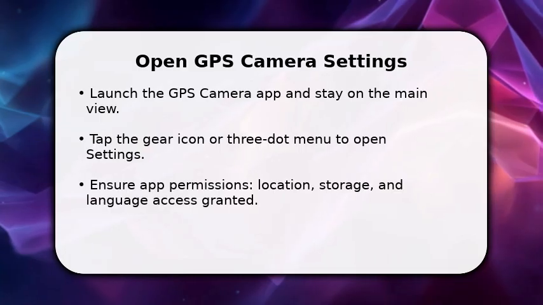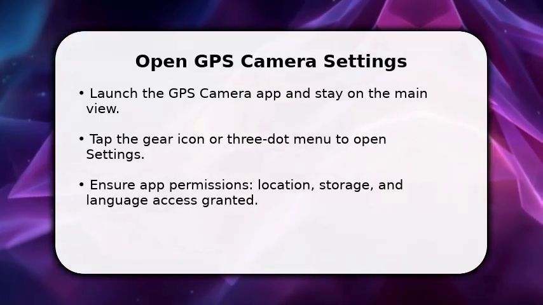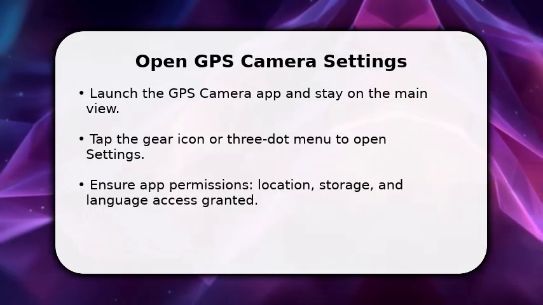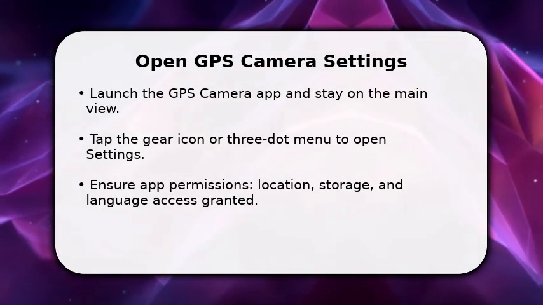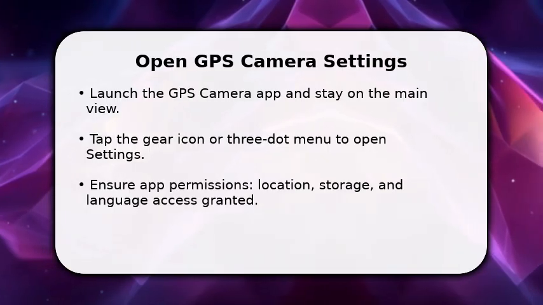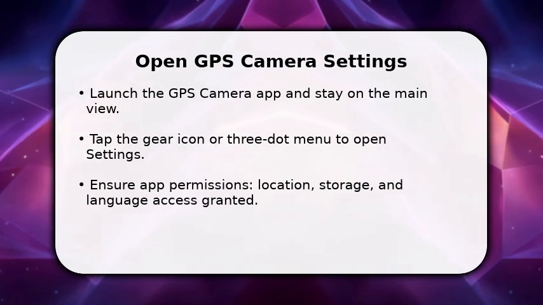Once you see Settings, confirm the app has location and storage permissions so translations and overlays load correctly. If permissions are missing, grant them now. Without them, the app may revert to system defaults. This first step prepares the app to accept a language change reliably.